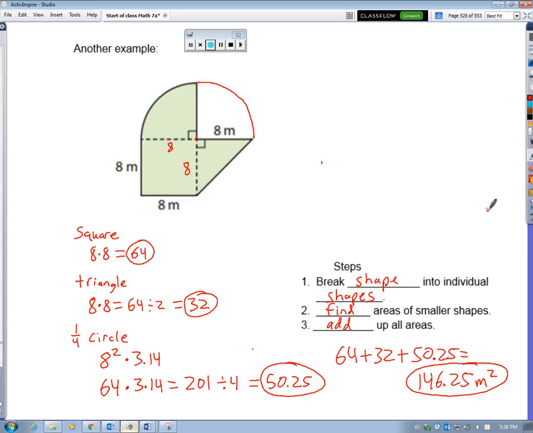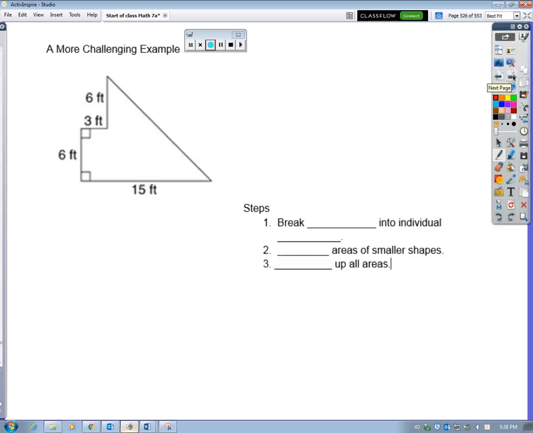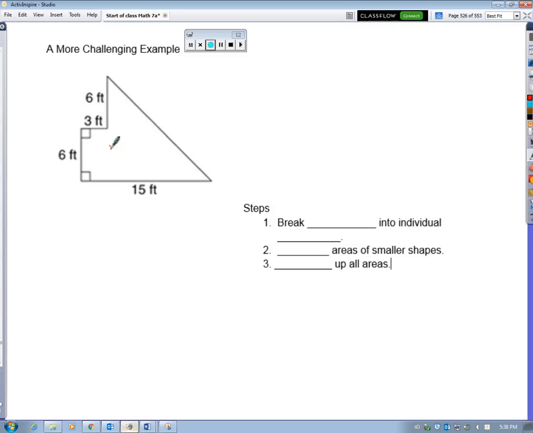Okay, I have one last example for you, and I wanted to show you this one because I'm taking away those dotted lines. We don't have the dotted lines anymore, and I want to show you about breaking this shape into some smaller parts. Okay, so looking at this shape, it looks like it's made up of a triangle, and we've got a rectangle going on over here.